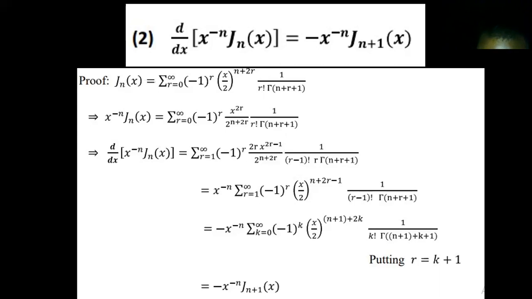N plus 1. Then if I multiply with it, minus x raised to power minus n, you will now see that the derivative of x raised to power minus n, Bessel function of n, is the same as minus x raised to power minus n, Bessel function of n plus 1. Let's see the third one.